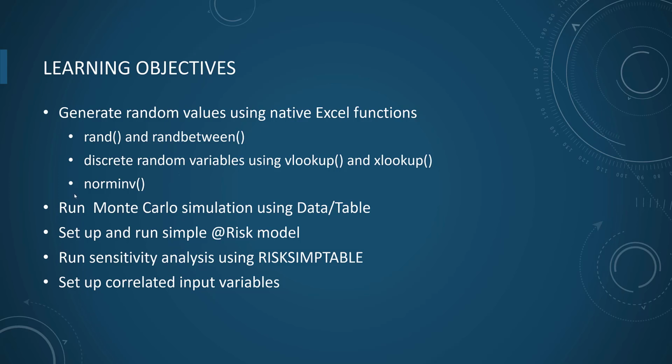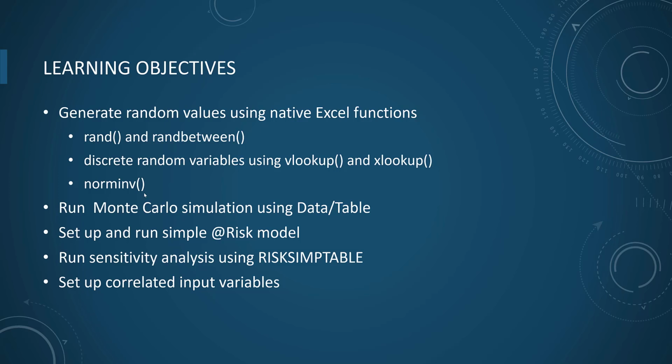And you can use the NORM.INV function to generate random values from a normal distribution. You give a mean and a standard deviation, and NORM.INV will generate values from a normal distribution with that mean and standard deviation. Again, we can generate the random values from the normal distribution and use them in our model.